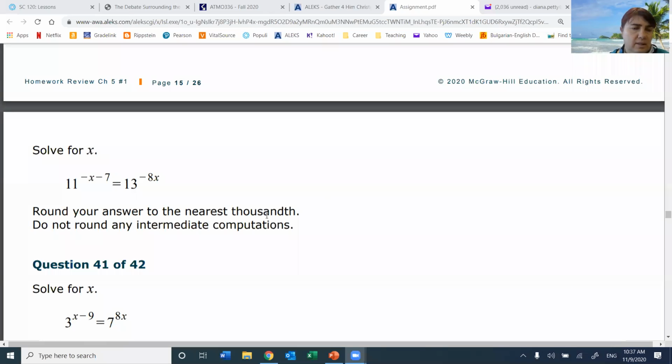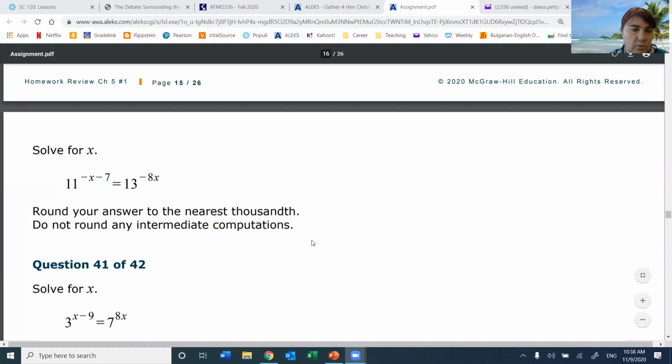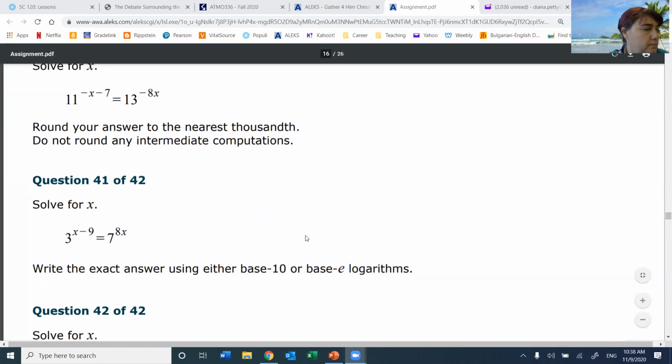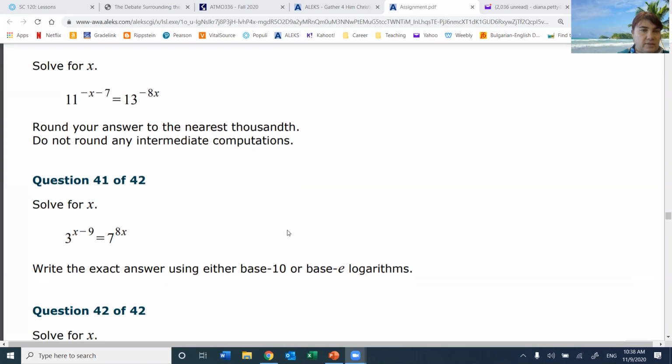The next one, let's see. Number 41 is the same thing. We're not going to do it, right? This time the only difference is, look now here. The first one, they say round your answer to the nearest 1,000 and do not round the intermediate computations. For the next one, look what it says. It says write the exact answer. So to write the exact answer, this means that you're not going to do the calculations, because exact answer means without rounding. Oh, look, write the exact answer using either base 10 or base e.